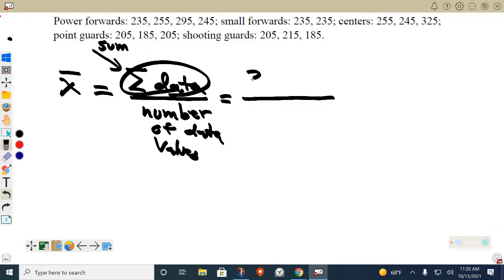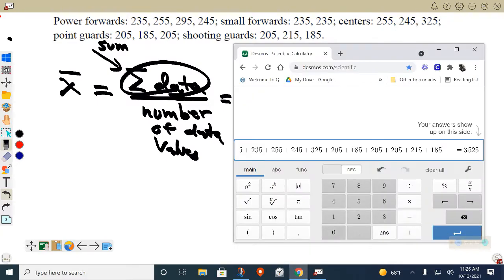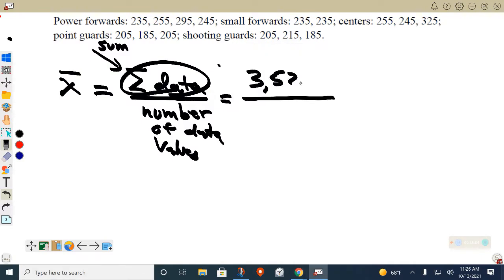3,525 pounds. That's the sum of the data. Just added them all up. No biggie. You should have seen this before somewhere in your math career, maybe in junior high. They call this the average, what I'm doing, right?